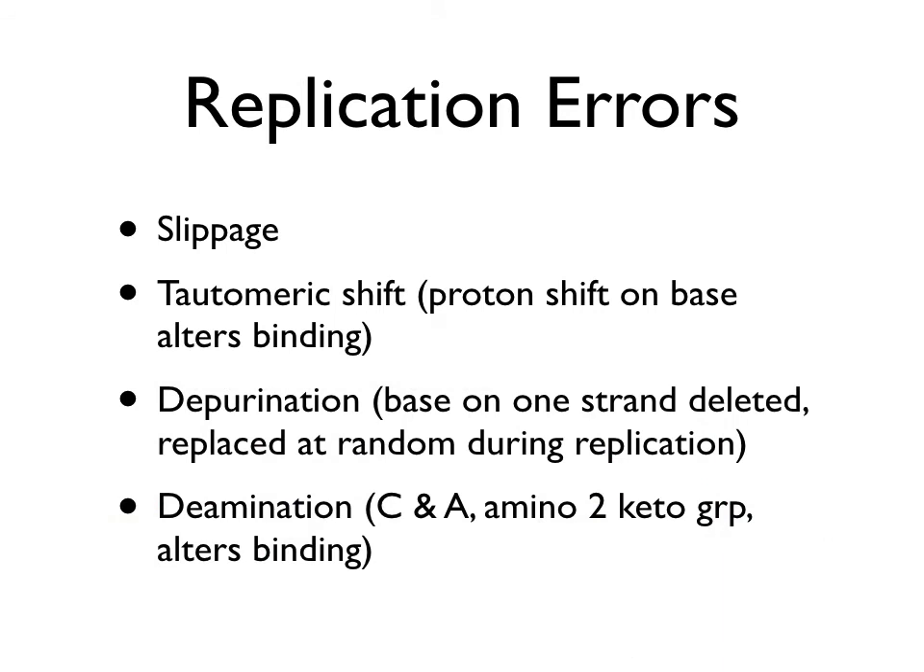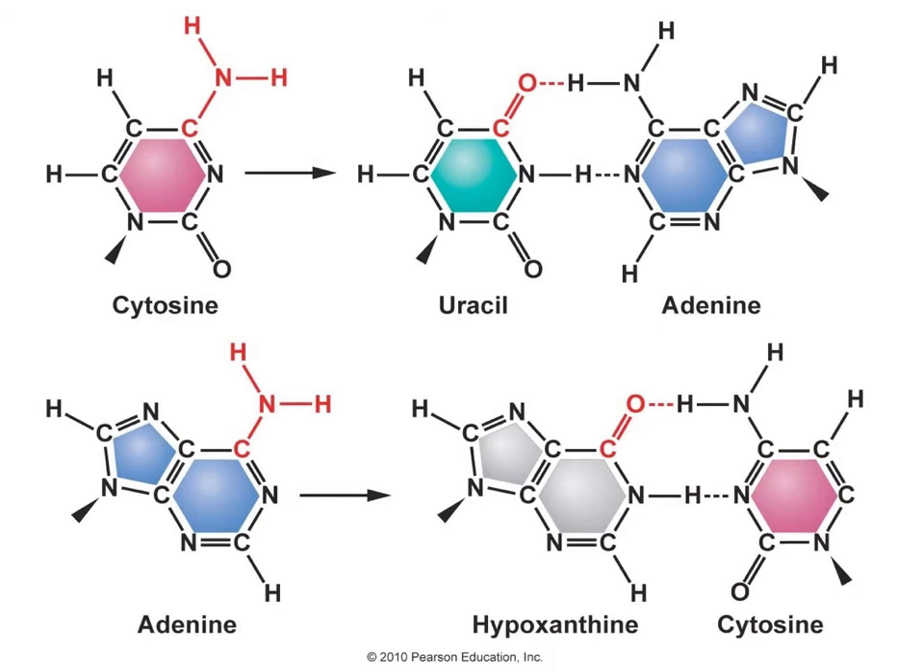We can also have what is called depurination. This is when the base on one strand is deleted, okay? Now, note this just says base, not the whole nucleotide. The base on one strand is deleted or lost somehow, and it's replaced at random during replication. So that could be problematic, as you might imagine. The other is deamination, which is a way in which cytosine or adenine can again change their binding properties so that the cytosine acts a bit like a uracil, or the adenine becomes something called hypoxanthine, as you see here.